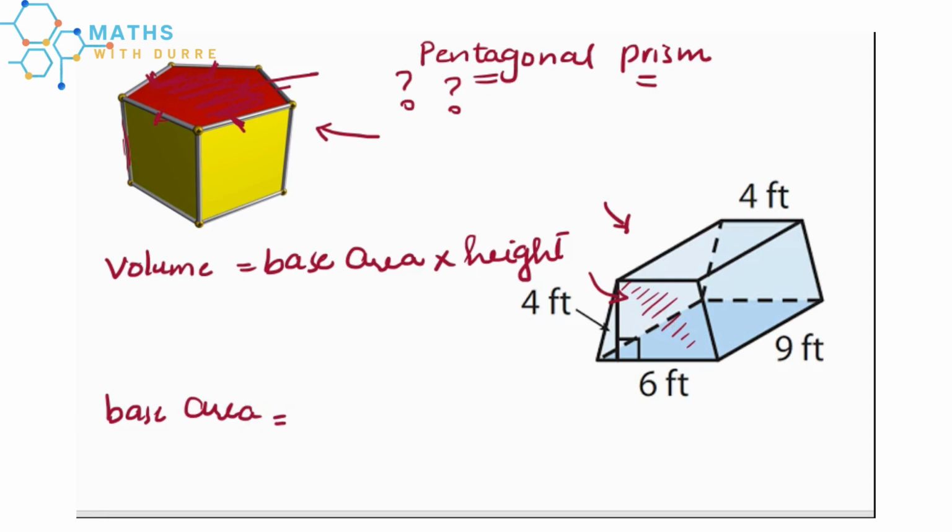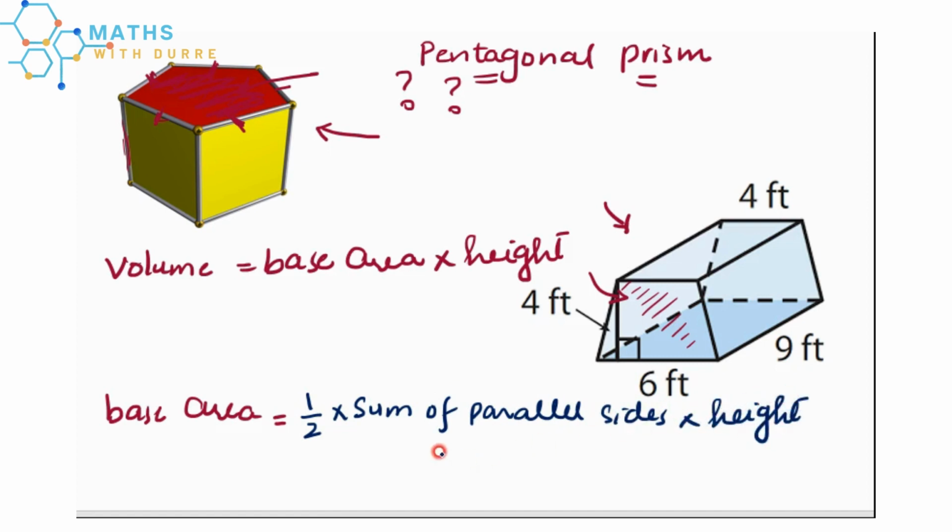So what is the formula of trapezium? Formula of trapezium. It is 1/2 into sum of parallel sides into height. Now look at this shape carefully and identify the parallel sides. As you know, a trapezium has one pair of parallel sides, right? So it is here, it is 4, so it must be 4 here.